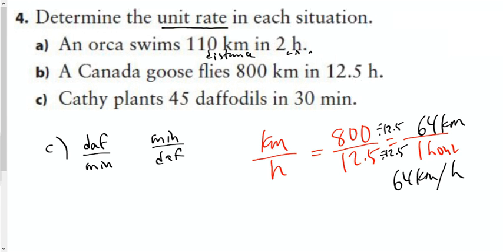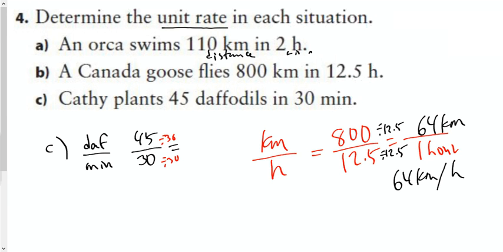Which one did you guys use? Did you all use daffodils per minute? How many daffodils per minute? Or did you use a different unit instead of minutes? Let's try it. Let's see what happens. So I'm going to choose the first one, daffodils per minute. And I'm going to put 45 daffodils in 30 minutes. And I'm going to divide both terms by 30.